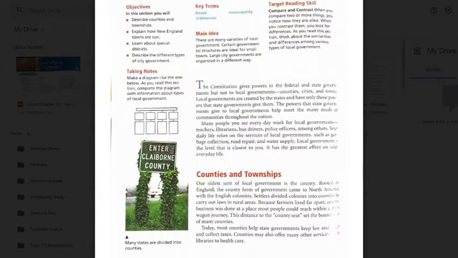The Constitution gives powers to the federal and state governments, but not to local governments, counties, cities, and towns. Local governments are created by the states and have only those powers that the states give them. The powers that state governments give a local government help meet the many needs of the communities throughout the nation. Many people you see every day work for local governments: teachers, librarians, bus drivers, police officers, among others. Your daily life relies on the services of local governments, such as garbage collection, road repair, and water supply. Local government is the level that is closest to you. It has the greatest effect on your everyday life.